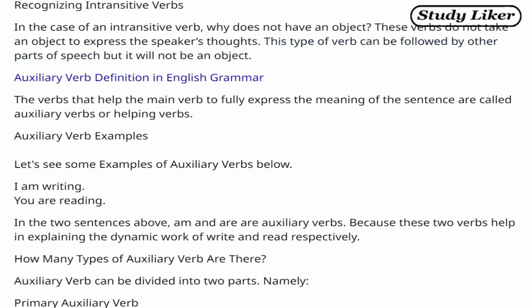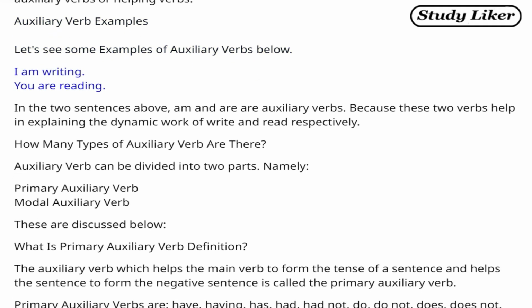Auxiliary verb definition in English grammar. The verbs that help the main verb to fully express the meaning of the sentence are called auxiliary verbs or helping verbs. Auxiliary verb examples. Let's see some examples of auxiliary verbs below. I am writing. You are reading. In the two sentences above, am and are are auxiliary verbs, because these two verbs help in explaining the dynamic work of write and read respectively.